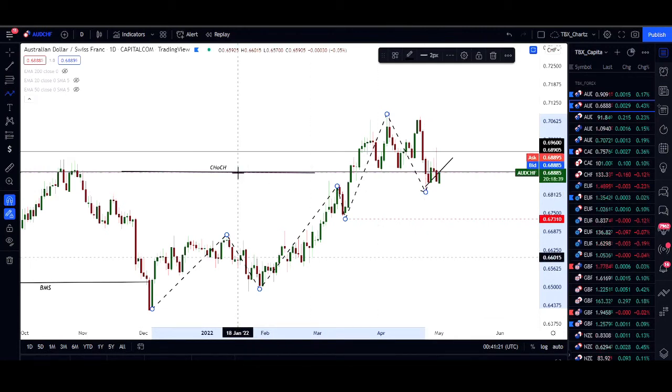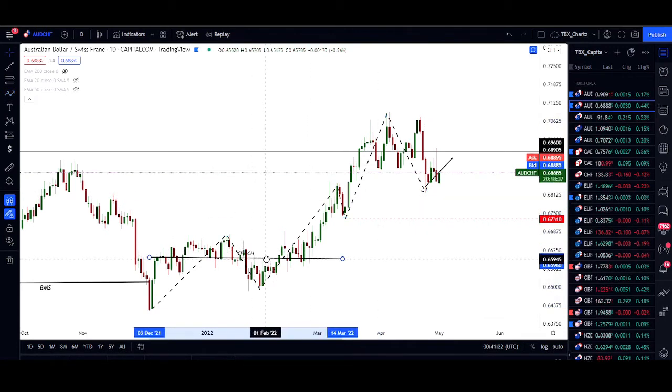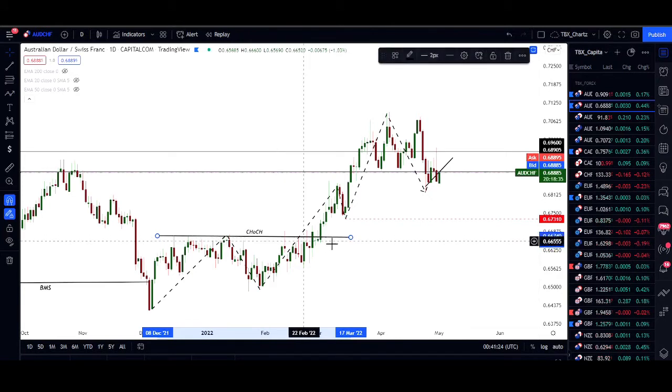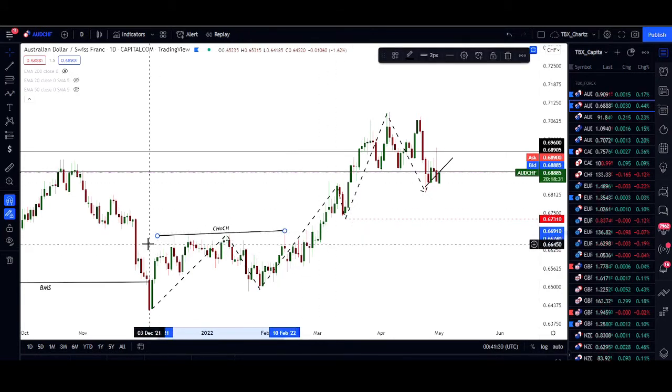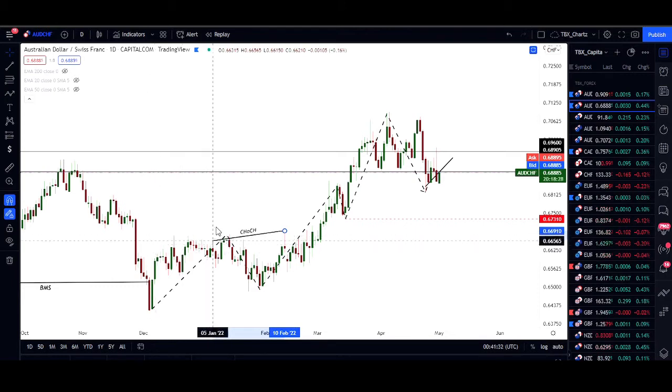This is not even where the change of character is. This is actually where the change of character is. I'm just seeing it right now. I don't know if you understand what I'm trying to say here.